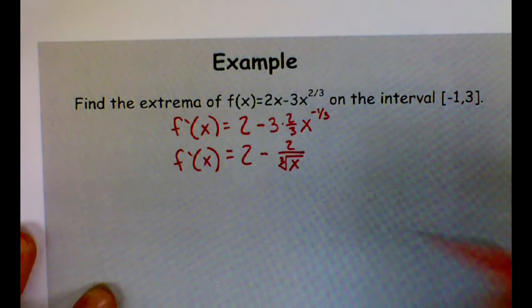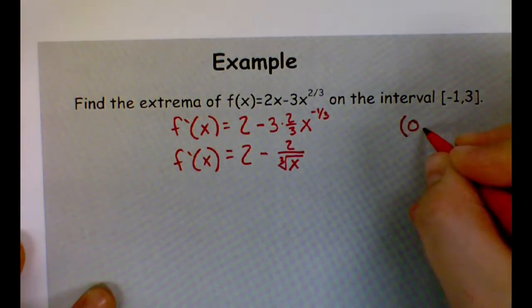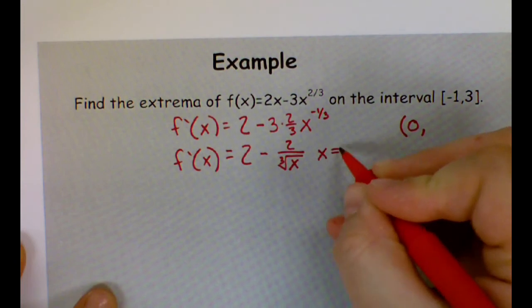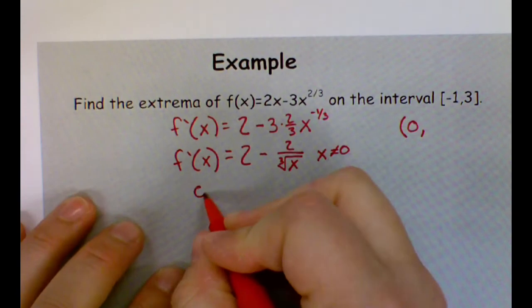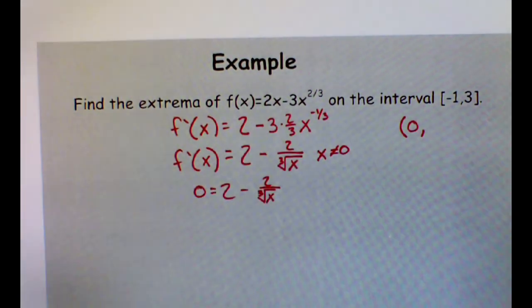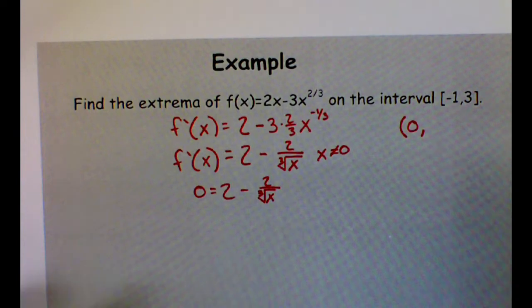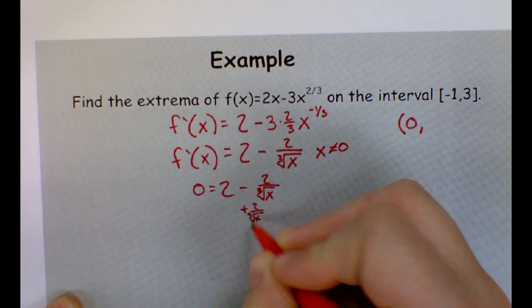So the first thing, x could definitely not be 0. So that's a critical number, because that would make a denominator of 0, and I don't want that. Now I'm going to set it equal to 0 and solve. You may be looking at this and saying, oh, Miss Dupree, that's terrible. It's fine. Let's add this over, because I like positive numbers.